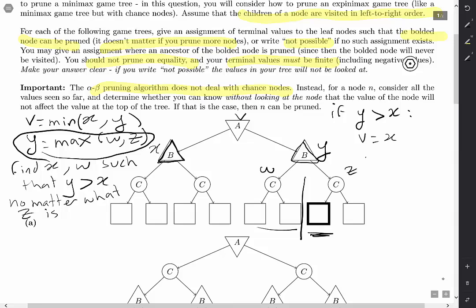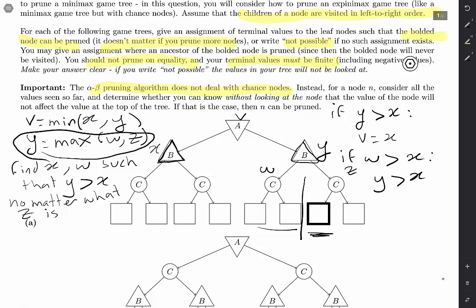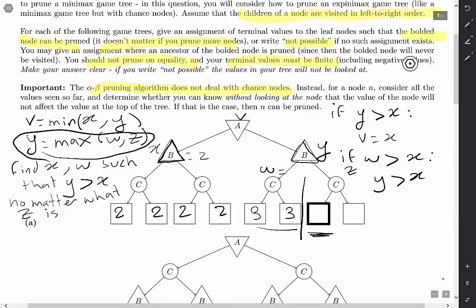So if W is greater than X, then Y is greater than X, because Y is the max of W and Z, no matter what Z is. Therefore, we just need to assign the value such that Y is greater than X. So if we arbitrarily pick these all to be 2, then X is equal to 2. And if we set these to be equal to 3, then W is equal to 3. Then Y is greater than 3. And therefore, the value is equal to 2, because A would never pick to go right if it can get the 2 on the left. Okay.